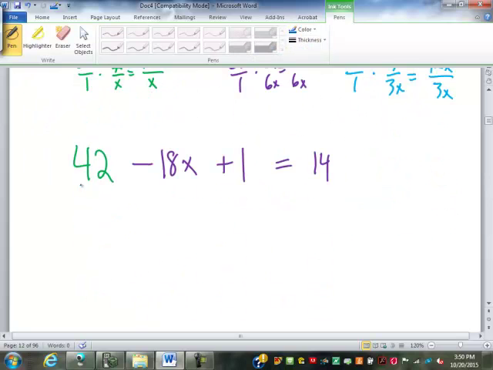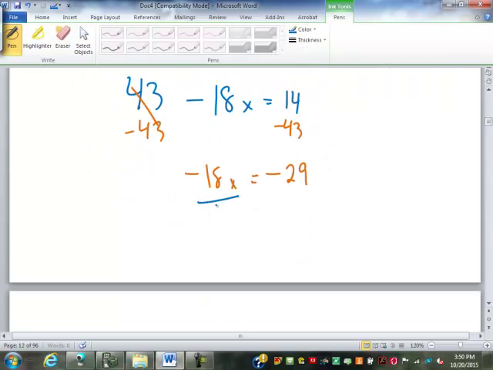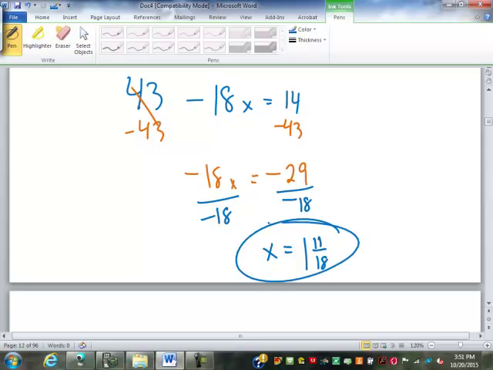So this gives us 42 plus 1 is 43 minus 18x equals 14. And then subtract 43. Negative 18x equals negative 29. And then divide by negative 18. X equals 1 and 11/18.